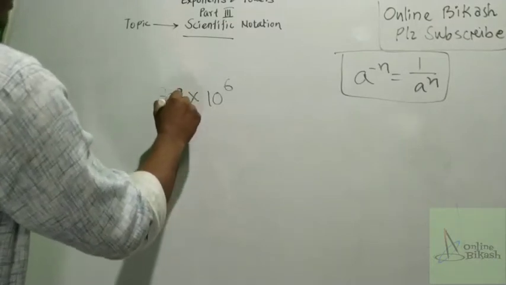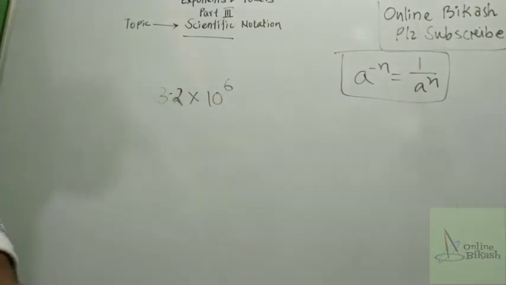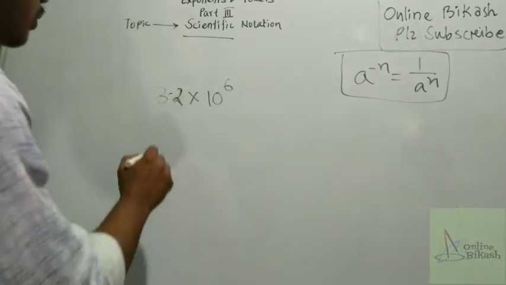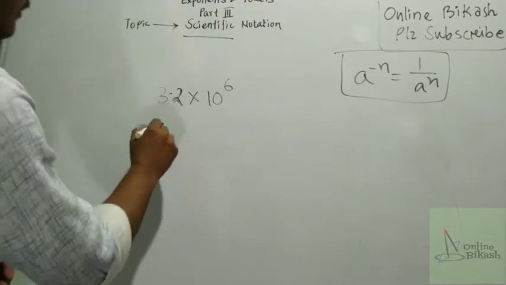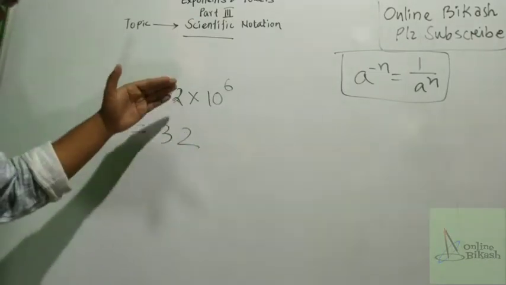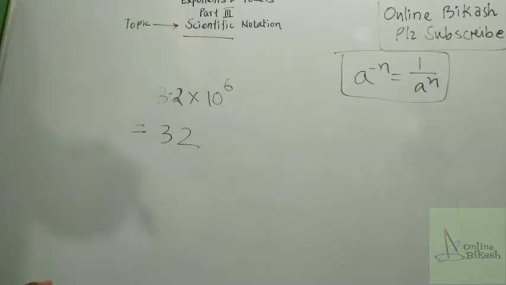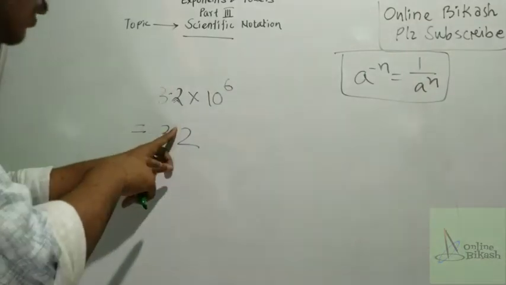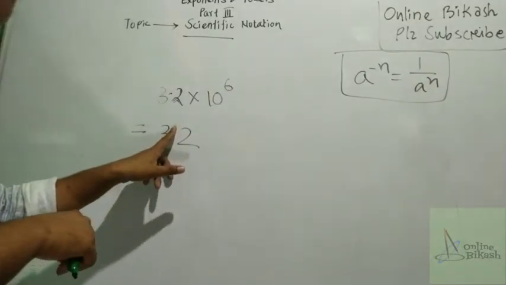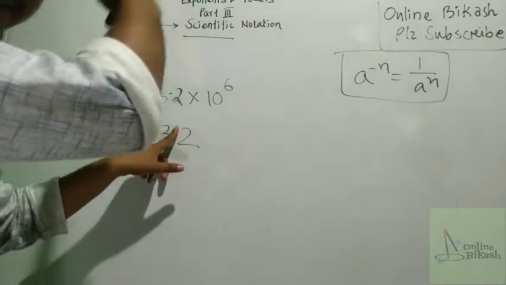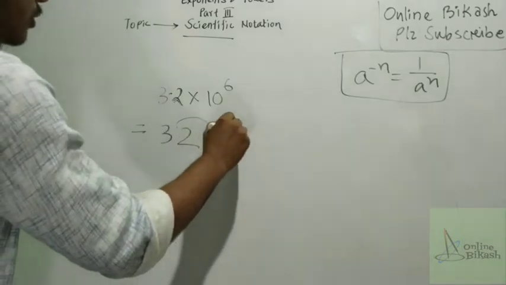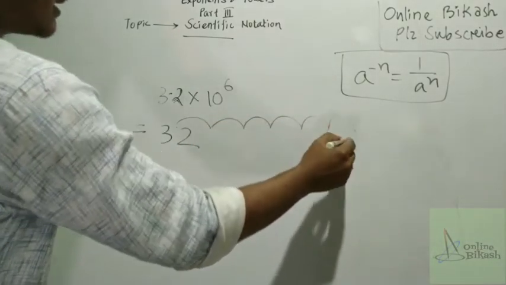3.2, I am taking another number. 3.2 into 10 to the power 6. We will have to express it in its standard form. It is in scientific notation. We will change it into standard or our normal form. So what we will do? We have to write 32 here. This number will be here first without the point. Now you have to see what is the digit here? 6. That means the point will move 6 places. The point was here. Yes or no? The point is moved from here 6 places. So from here we have to move 1, 2, 3, 4, 5, 6. The point will be here.